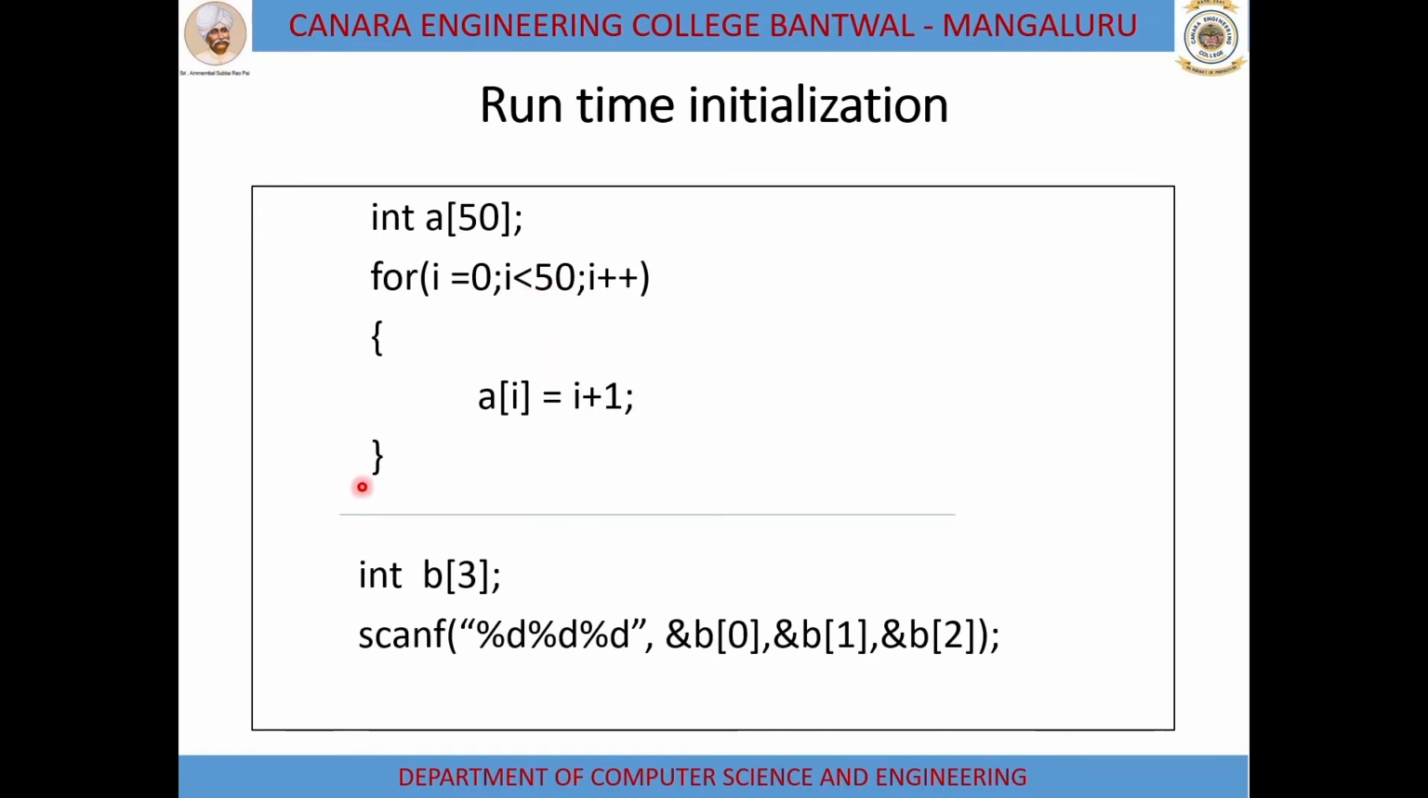This is one way. Another way is int b[3] I have given over here. That is, it can have a maximum of 3 values, and during the runtime the user enters the 3 values and I'll accept them through the scanf statement. %d %d %d, that is 3 integer values I am accepting. So where I'm going to store them: first value in b[0], second value in b[1], third value in b[2]. 0, 1, 2, these are the 3 locations. So ampersand indicates the address.